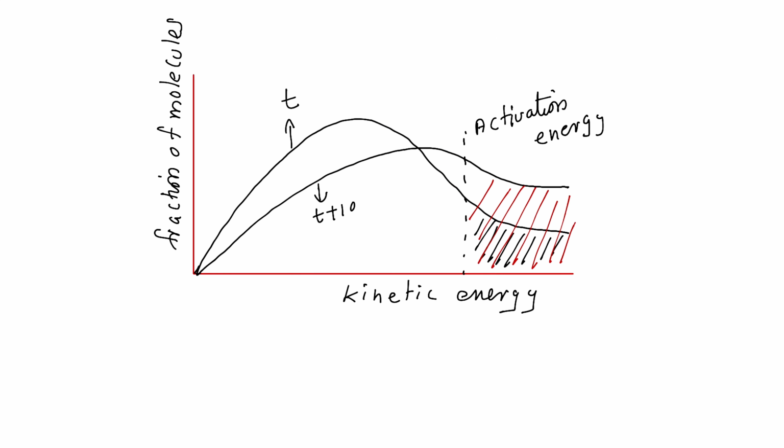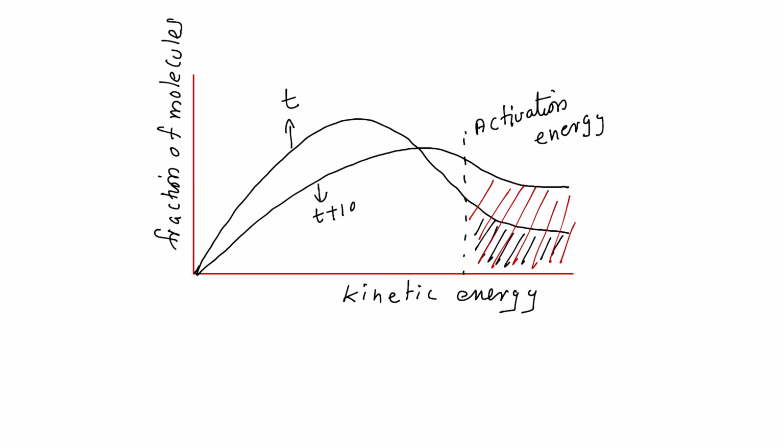So this is the graph you are supposed to study. You check what is there on the y-axis, what is there on the x-axis, and you can see two curves. The first curve is for temperature T, and the second one is for T plus 10 temperature. And remember this particular point, it is the most probable kinetic energy. Now you can see this is the activation energy region, right? In the first case, this is the area under the curve. Now for T plus 10 temperature, you can see the area almost doubles. That point you keep in mind.